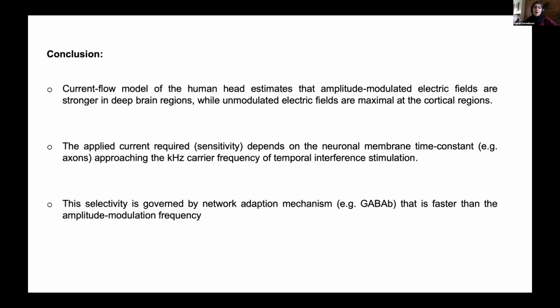And also selectivity is a function of adaptation mechanism, at least in the network that we were studying, and that makes the system more sensitive to amplitude modulation, not unmodulated waveforms.